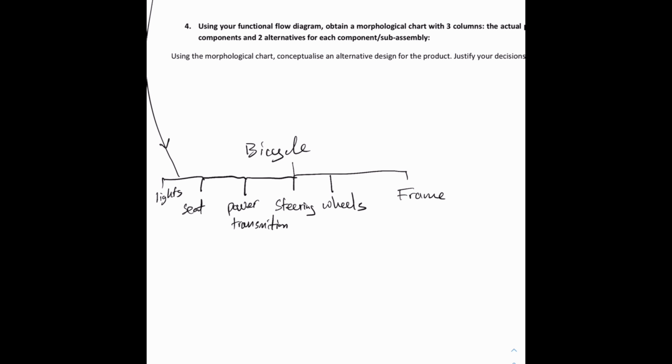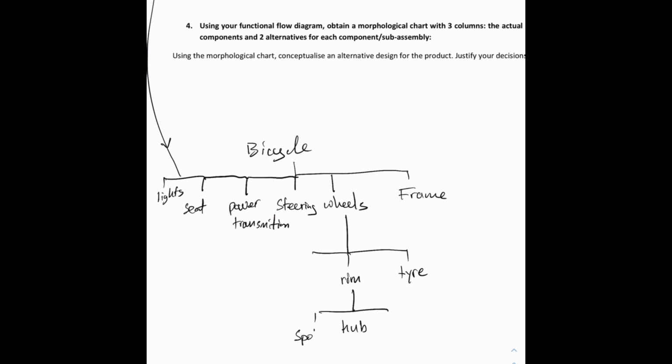Alright, so what are the wheels made up of? The wheels are made up of the tire, the rim. The rim in itself is made up of the hub, the spoke. Also, we have the tube. The tube has the insert. So you see how much more in depth we go with this thing.